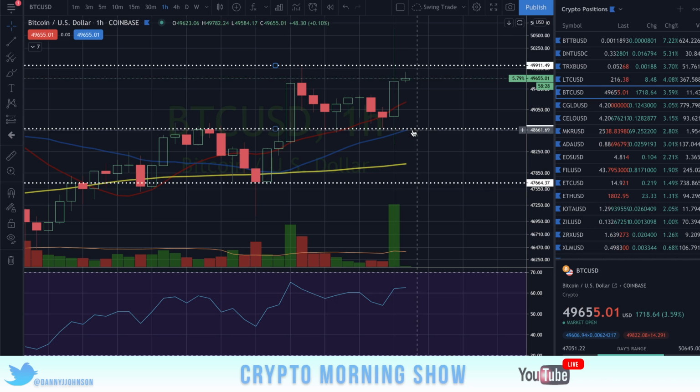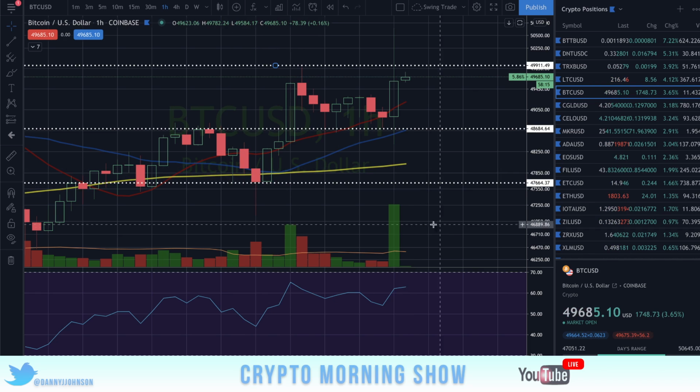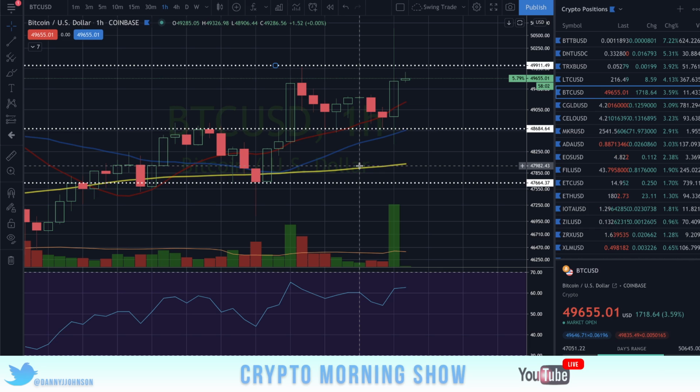We're looking at first layer of support at 48,661. And then we have a secondary support level down at 47,593. We have good strong volume coming in. We have the 12, 26 and the 100-day moving averages in alignment for some upside. So fingers crossed the bulls will push through today, and let's see us get through the 50,000.